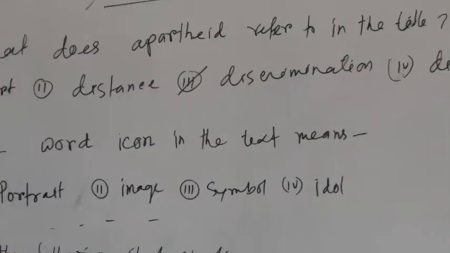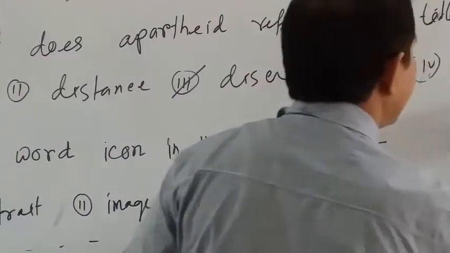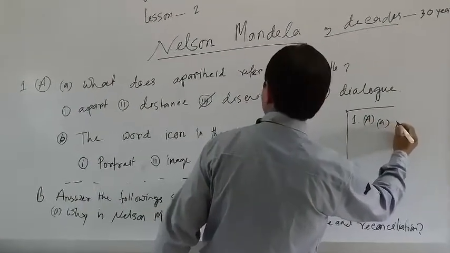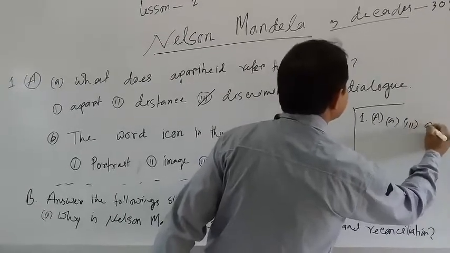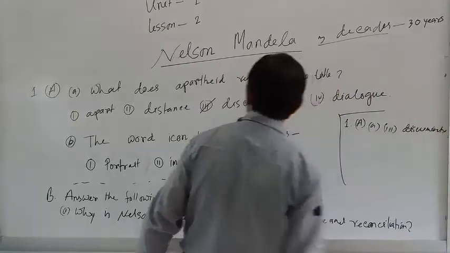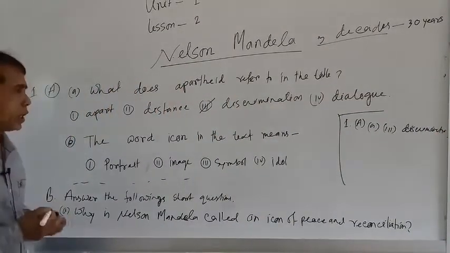So you have to write in your answer script in this way. Answer to the question 1A 3, discrimination. In this way you can write in your answer script.